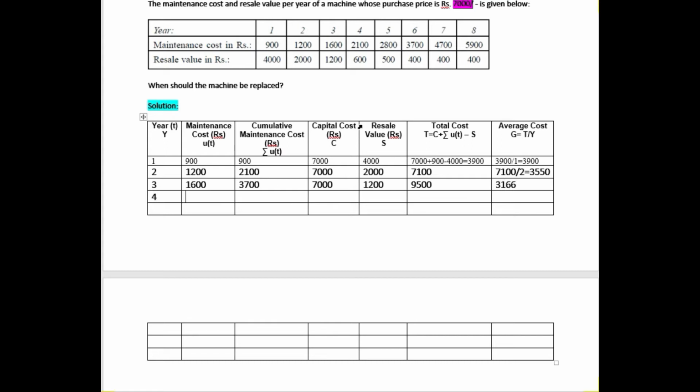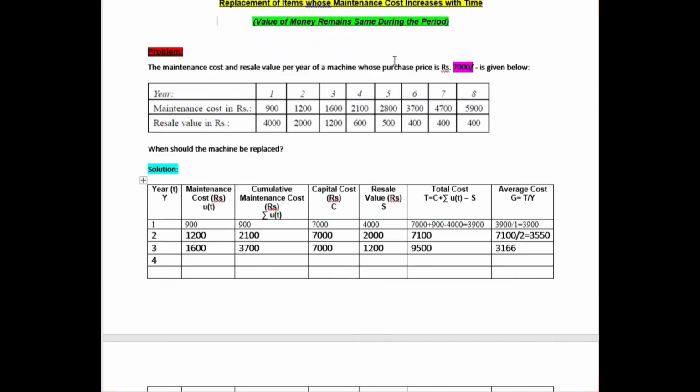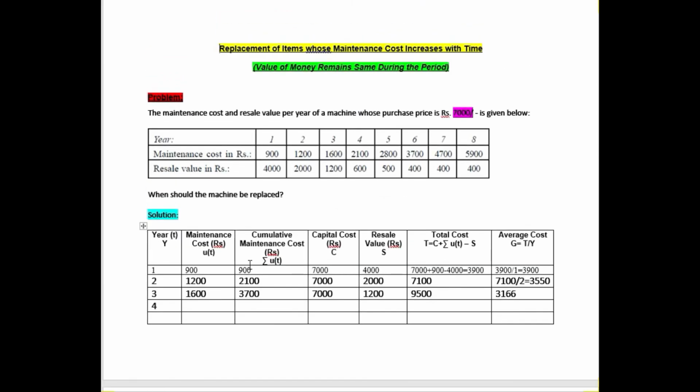For fourth year, the maintenance cost will be 2100, and cumulative maintenance cost will be 5800, capital cost 7000, and resale value is 600, and the total cost will be 12200, and the average cost will be 3050.